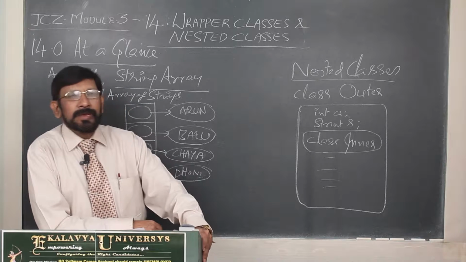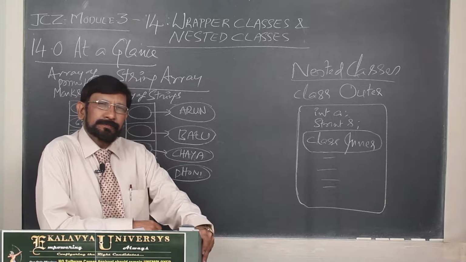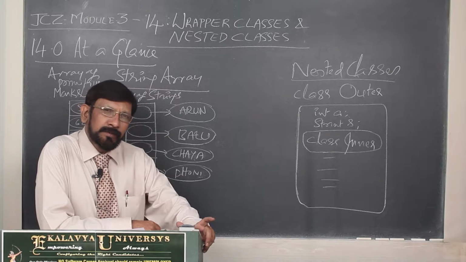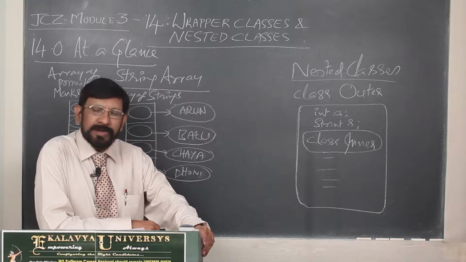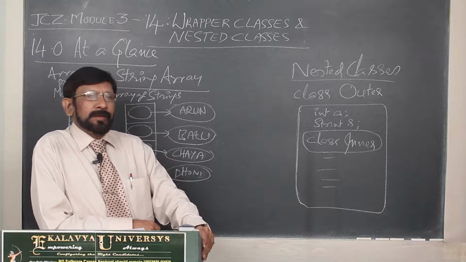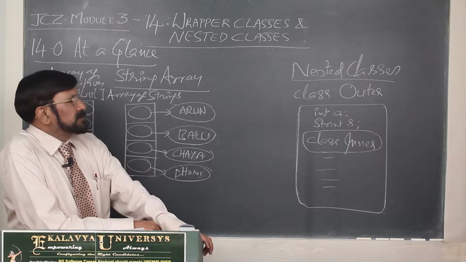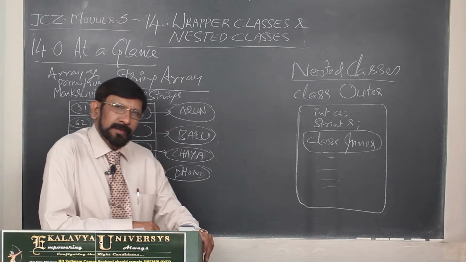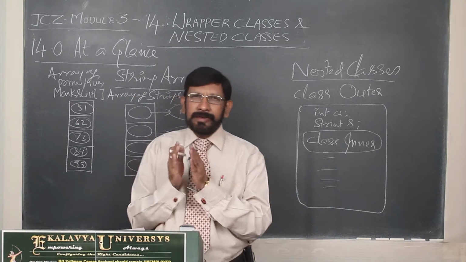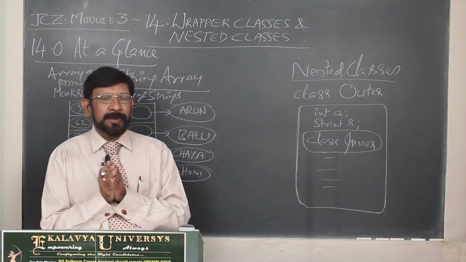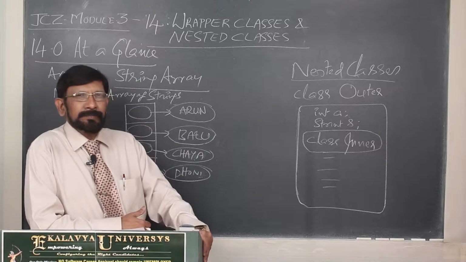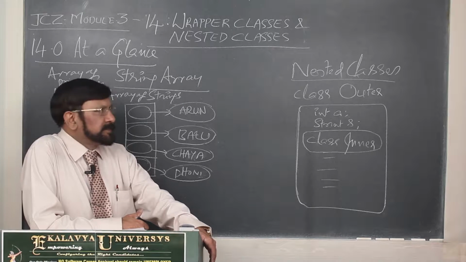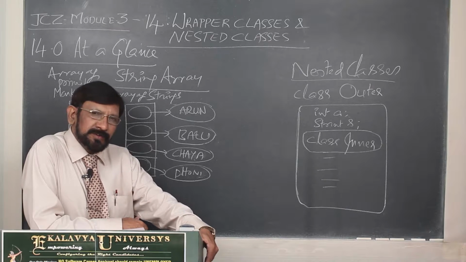Today we are taking up the 14th chapter. This is the third chapter in the third module of the Java chapter zone. This chapter contains wrapper classes and the nested classes. First, I give a briefing about wrapper classes and nested classes. Thereafter, I will give you a detailed explanation about their features and functionalities.